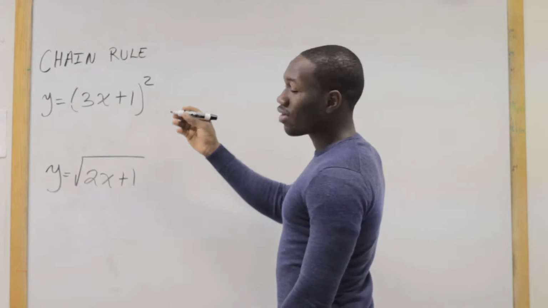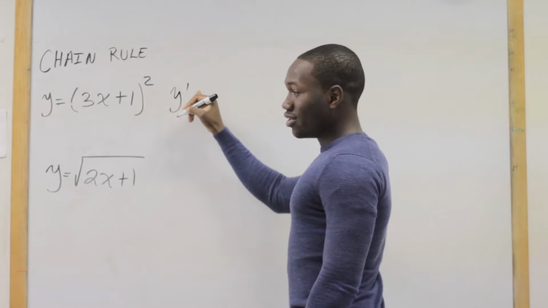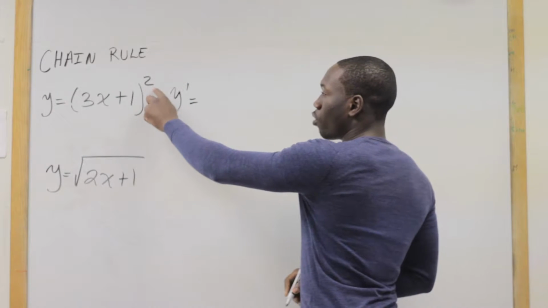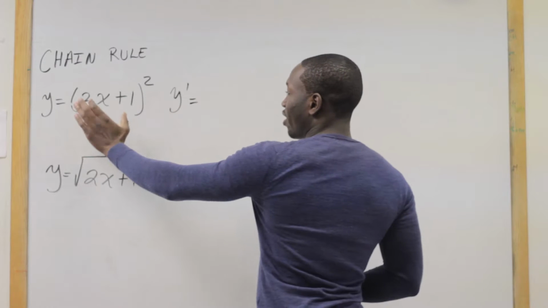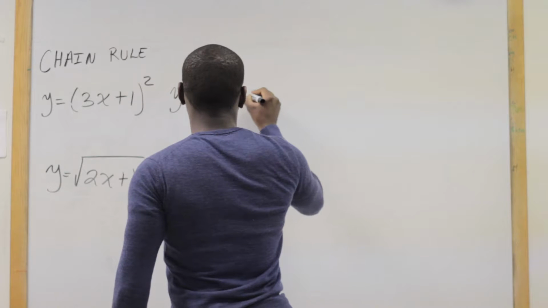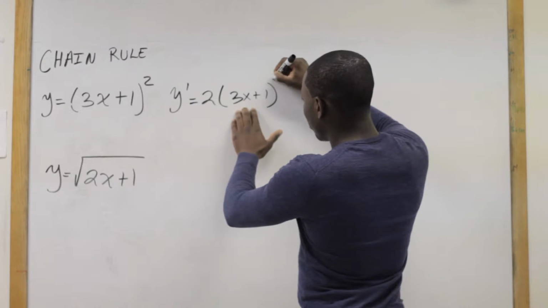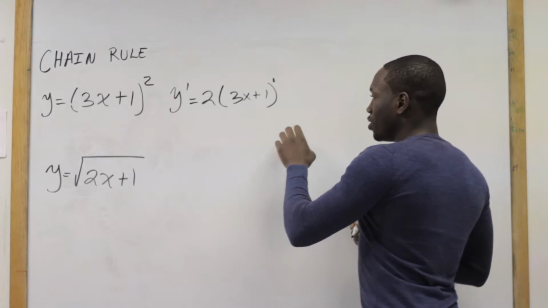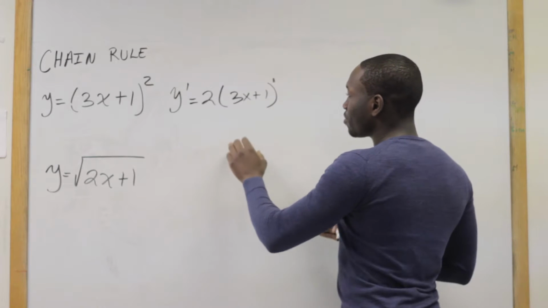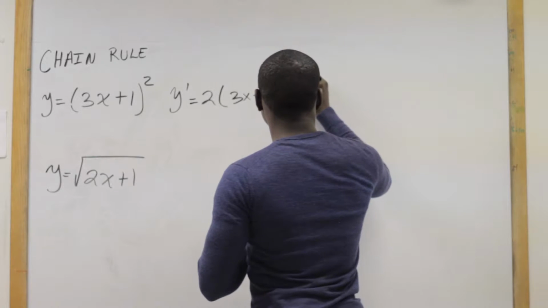So the first thing I'm going to do is write down y prime, the prime indicating derivative, is equal to, we're going to use the power rule. We're going to bring this 2 down in front of the 3x plus 1. So bring the 2 down, rewrite the 3x plus 1 to the first power. And we need to take the derivative of the inside. This is where the chain rule comes into play. The derivative of the inside, which is 3x plus 1, we're going to multiply by it.